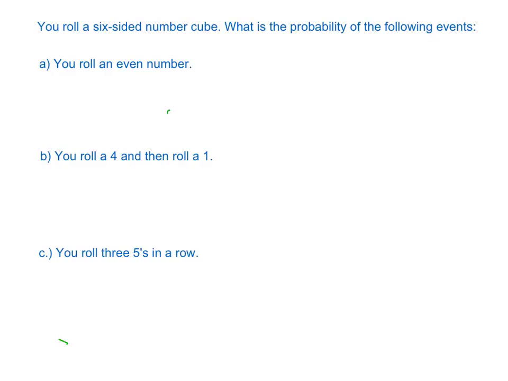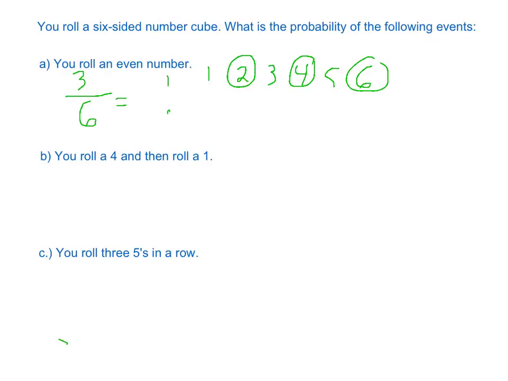You have a 6-sided number cube. What's the probability of these events occurring? Part A here, you roll an even number. Well, these are the possible outcomes: 1, 2, 3, 4, 5, or 6. The even, there's a 2, a 4, and a 6. So out of the 6 possible outcomes, 3 of them are an even number. So we have a 1 in 2 chance, or a 50% chance of getting an even number.